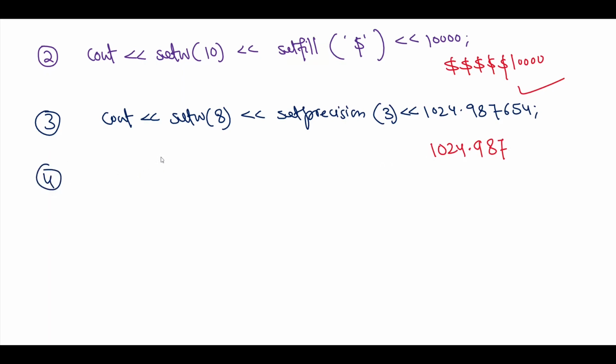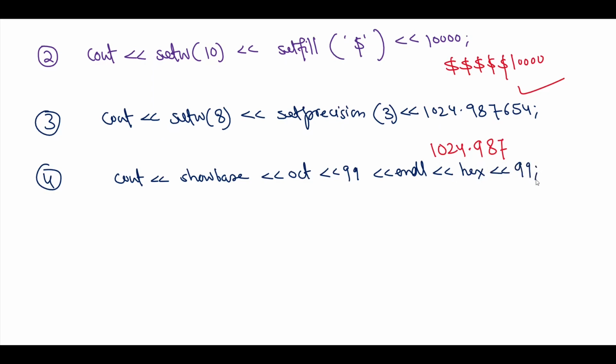Coming to fourth question, it is cout. So base, it's a stream manipulator. And then we have oct here, which is octal, then 99, endl, again another manipulator, and then the value 99. So just think about 5 seconds and then guess the answer.